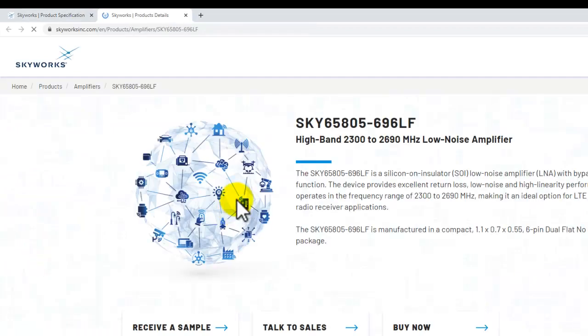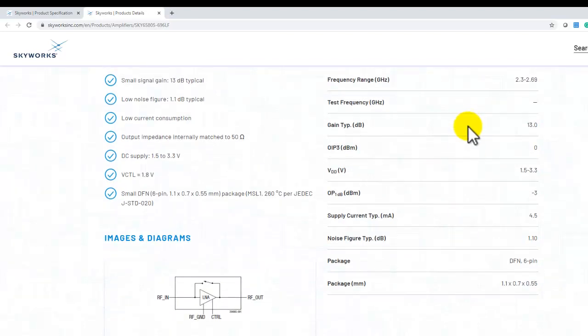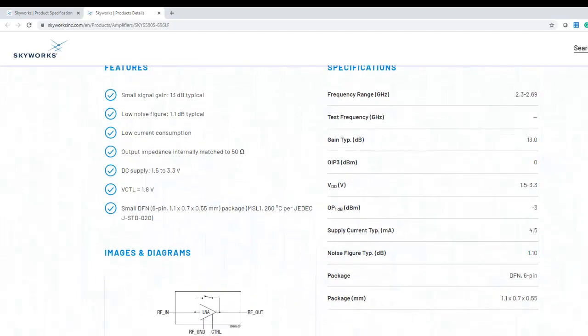So if you open that data sheet, you can see the gain is 13 dB, noise figure is around 1.1 dB, low current consumption, DC power supply and all that. So this is aligned very nicely with the LNA we just designed. However, the big difference is, look at the size of this circuit. It's only 1 mm by 0.7 mm by 0.5 mm.